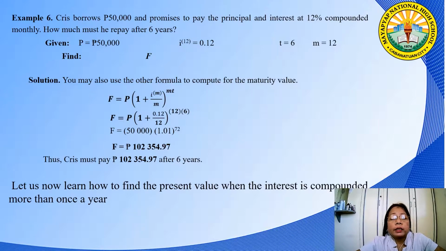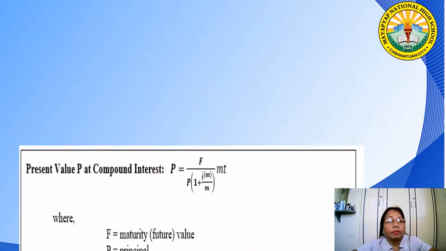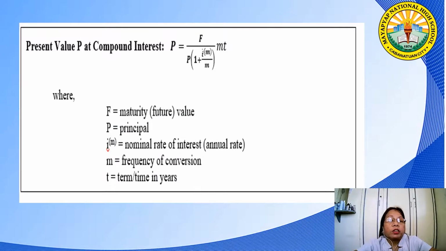So let us now learn how to find the present value when the interest is compounded more than once a year. Present value P at compound interest is obtained by P equals F over quantity 1 plus i raised to m over m, raised to mt, where F equals maturity or future value, P is the principal, i raised to m is the nominal rate of interest, m is the frequency of conversion, and t is the term or time in years.